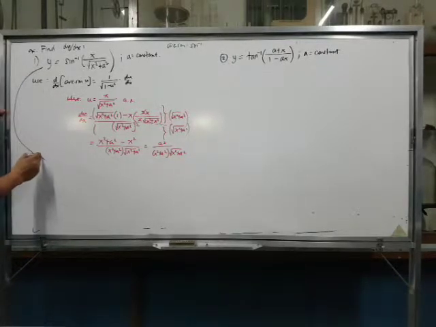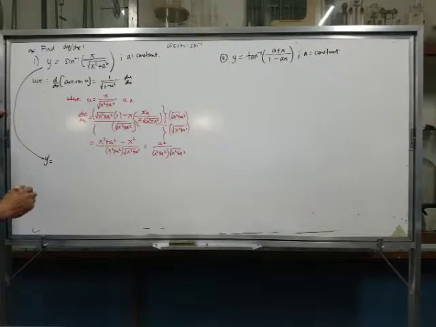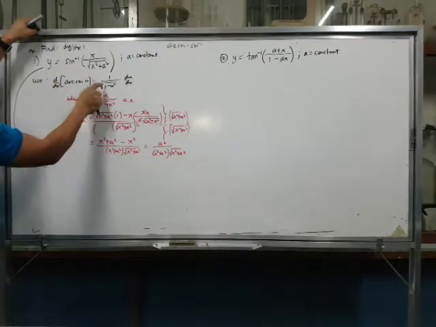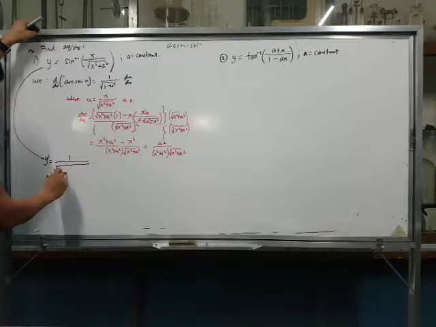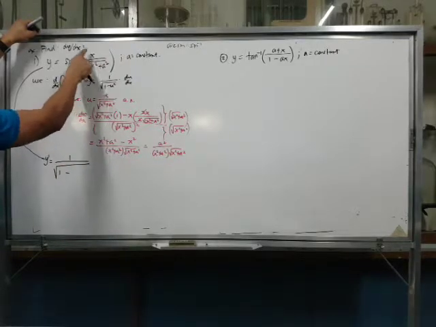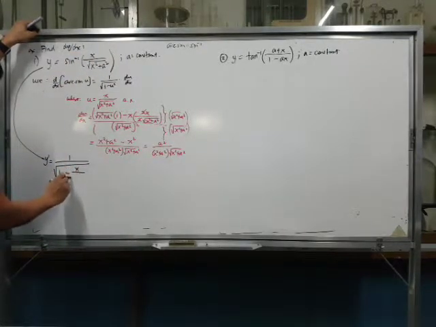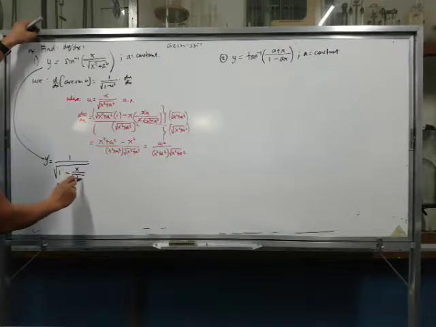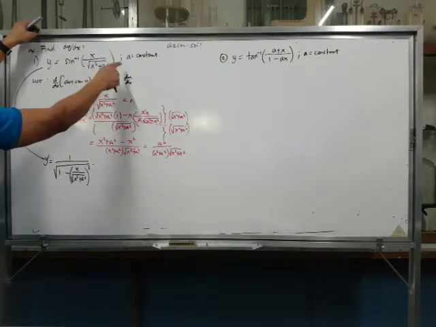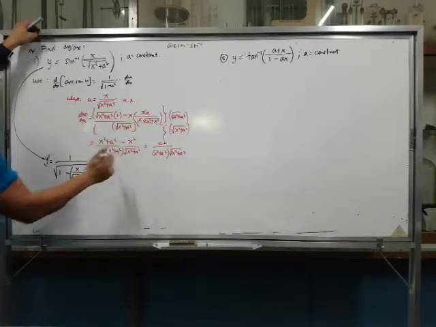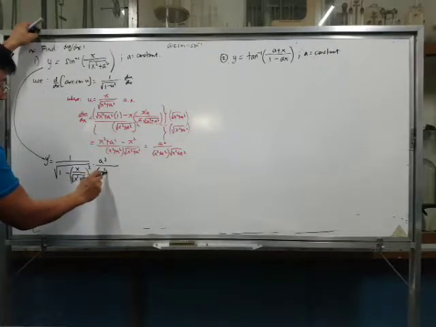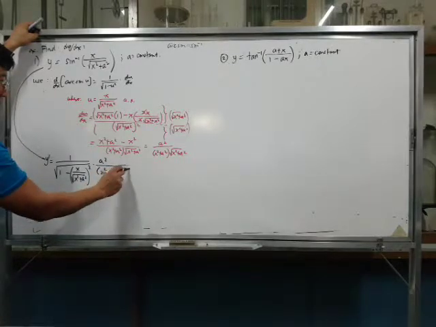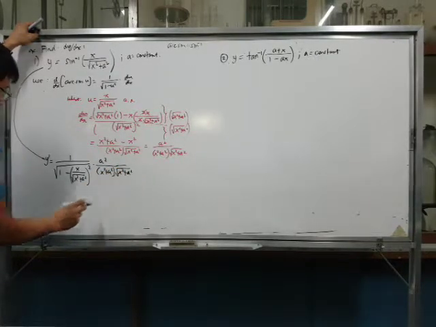So we now calculate the value of y prime. The derivative of inverse sine is 1 over square root of 1 minus u squared, where u is x over square root of x squared plus a squared, multiplied by the derivative of u with respect to x. This is what we got: a squared divided by x squared plus a squared times the square root of x squared plus a squared.